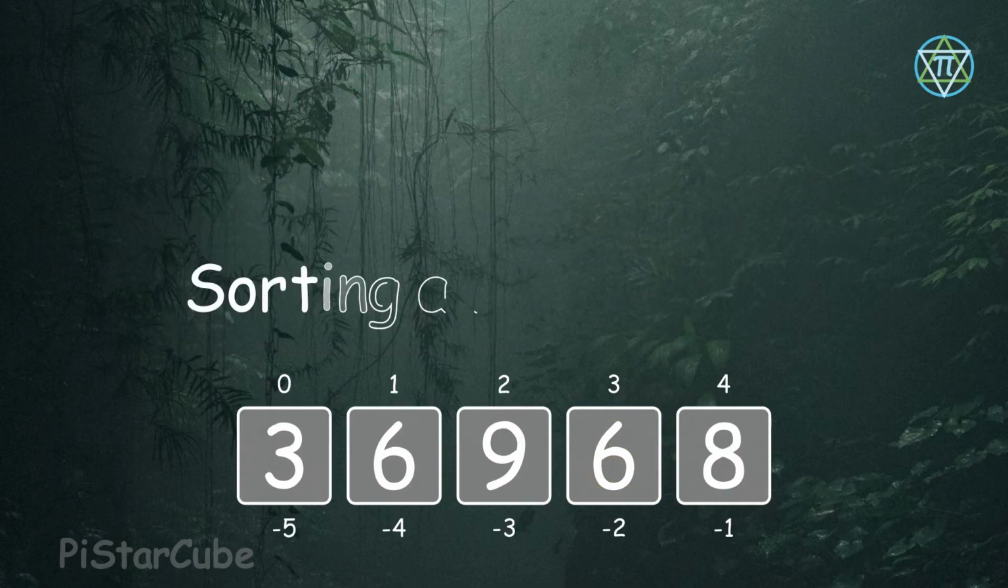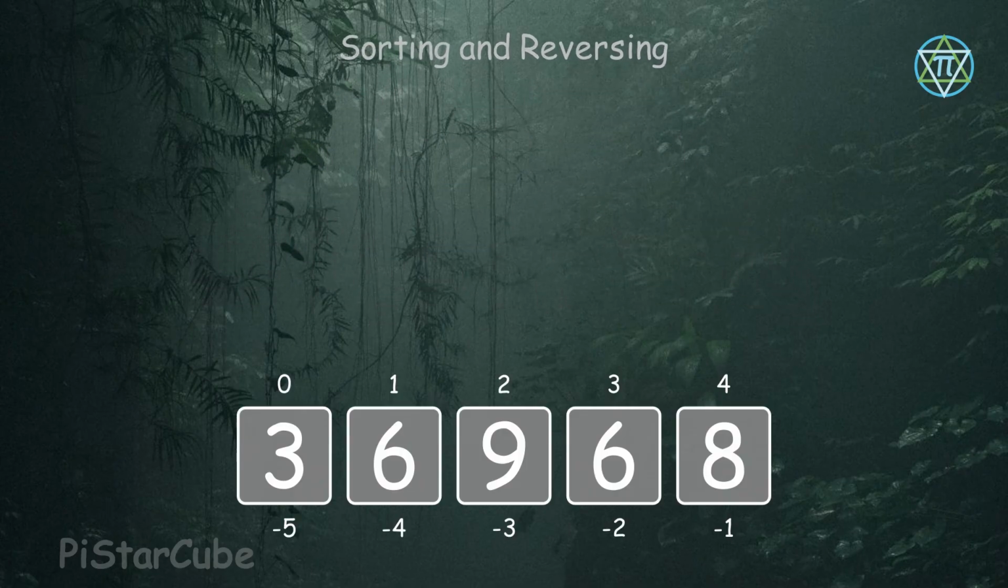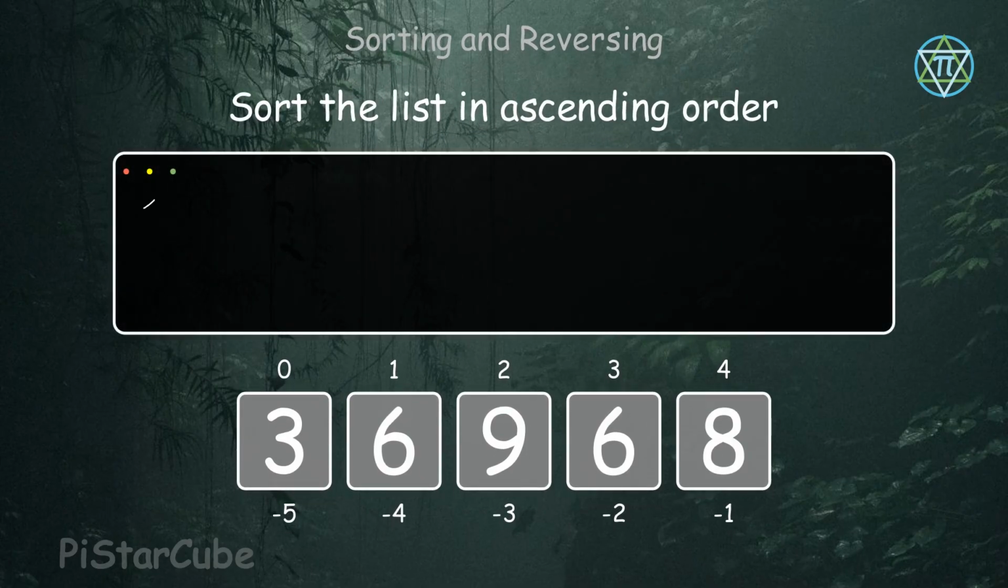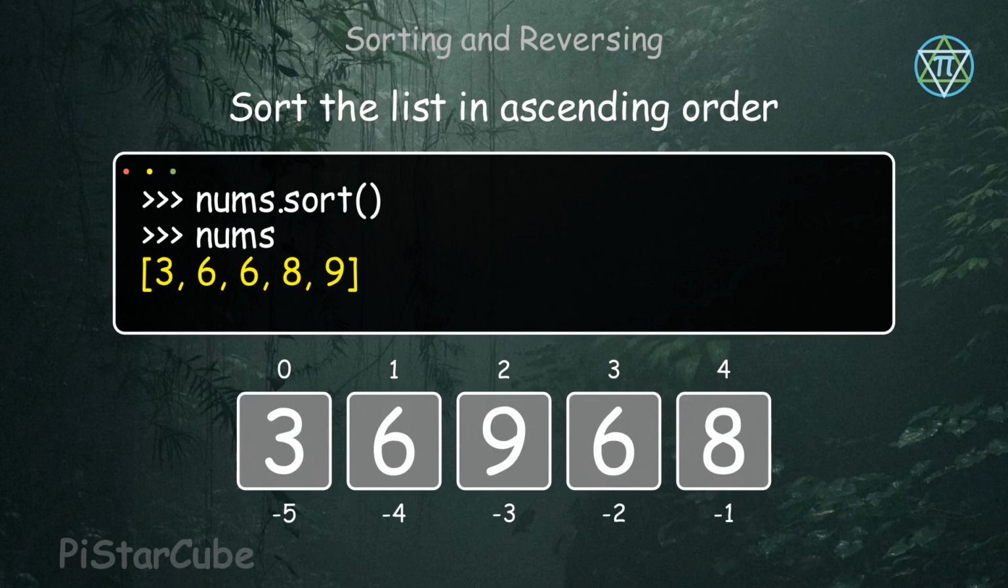Now, let's move on to sorting and reversing of a list. To sort the list in ascending order, we use the sort method, that is nums.sort. This arranges the elements from smallest to largest. The updated list becomes 3, 6, 6, 8, 9. By default, sort modifies the original list in place.